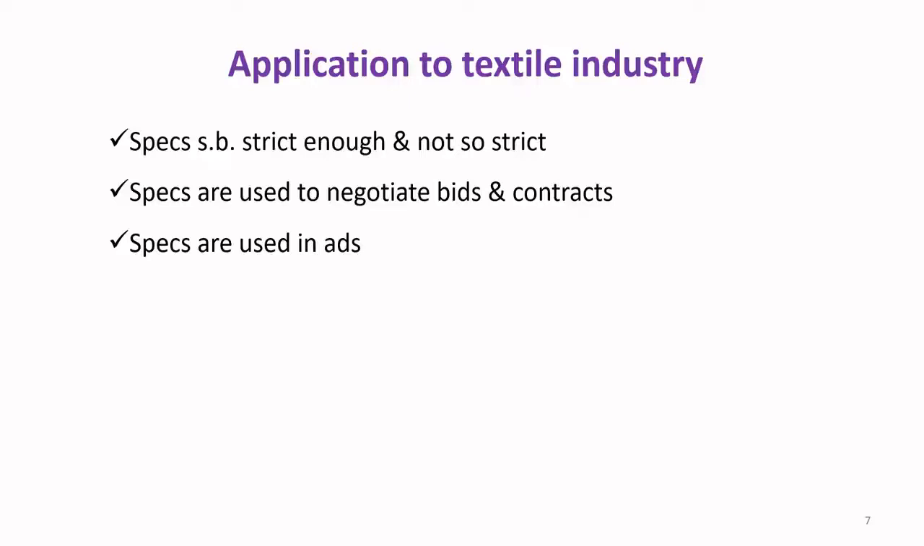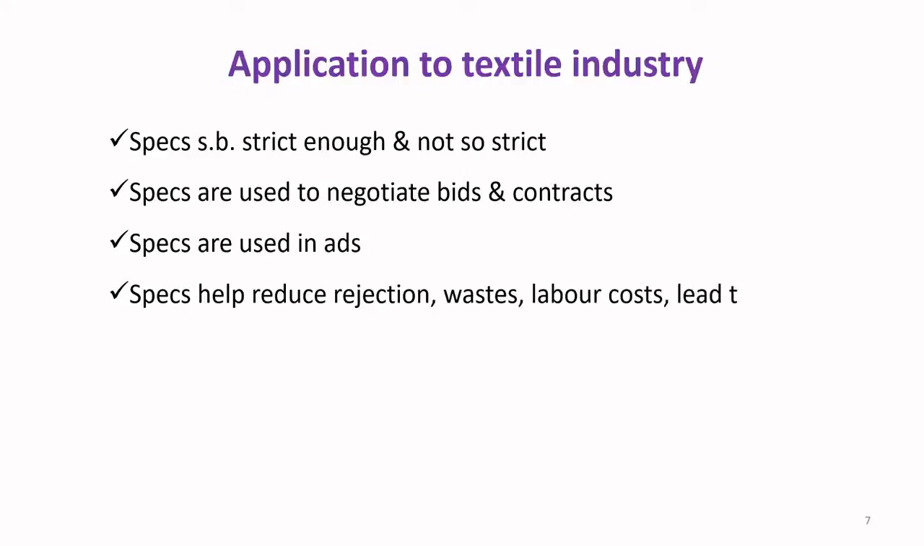Double mercerized 120s cotton Egyptian yarn. Raymond would use such kind of things in their advertisements. And the best part about specification is if you specify rightly, there will be least amount of rejection. Waste are going to be less.